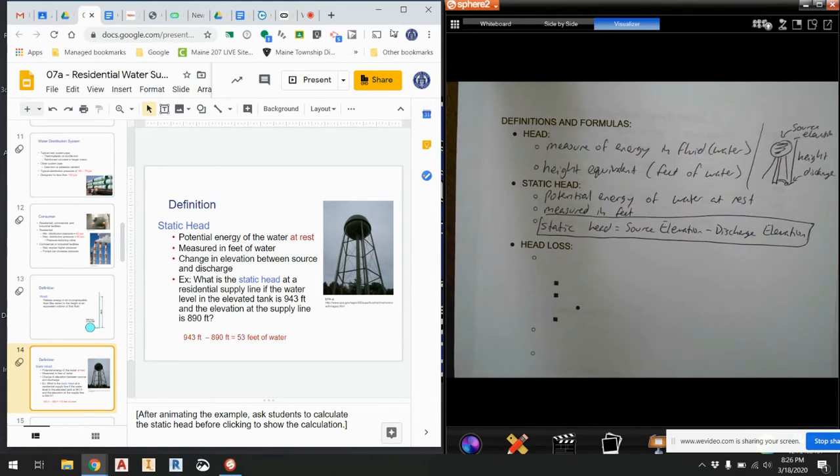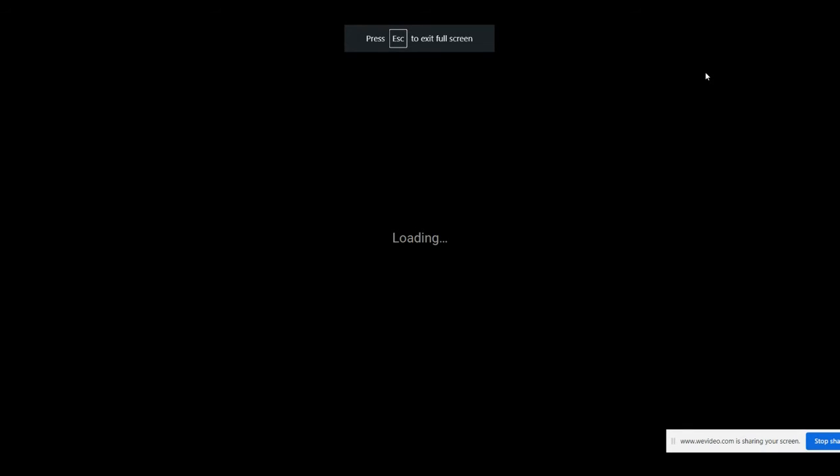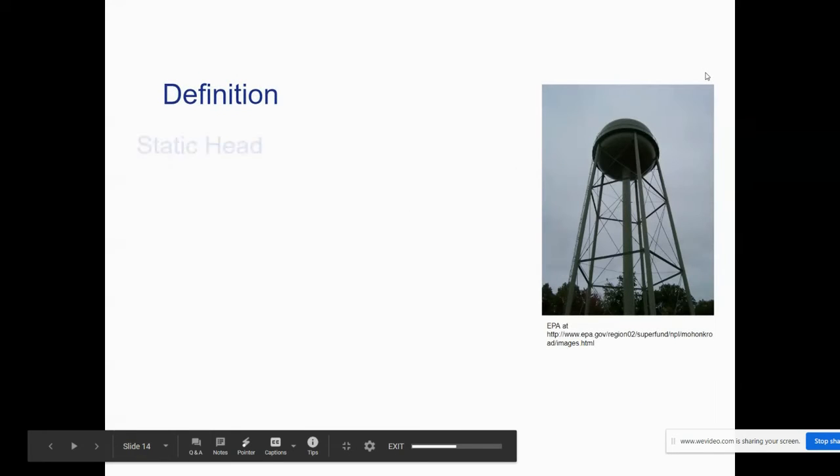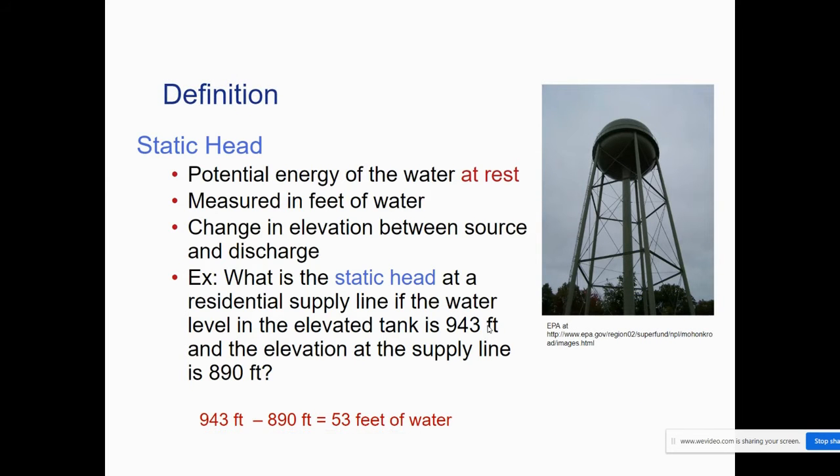All right, so in our example here, say that this elevation up here is 943 feet. The elevation at the bottom is 890 feet.